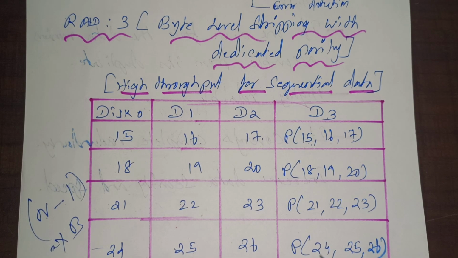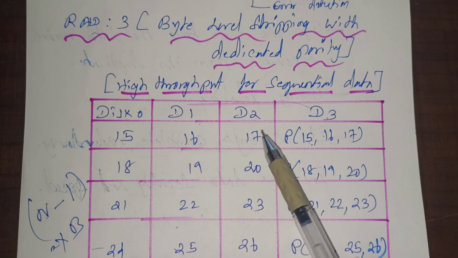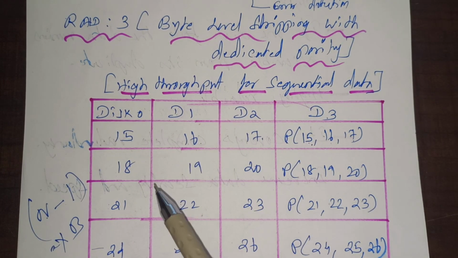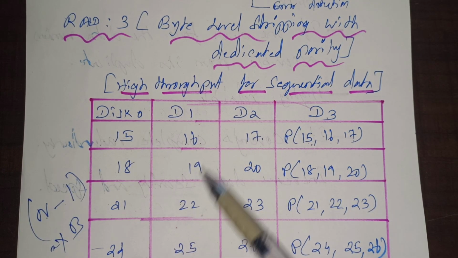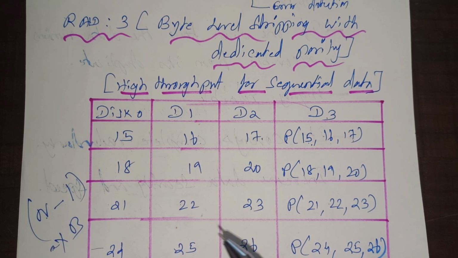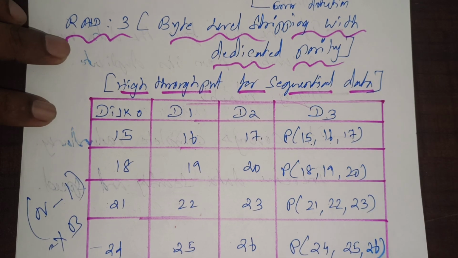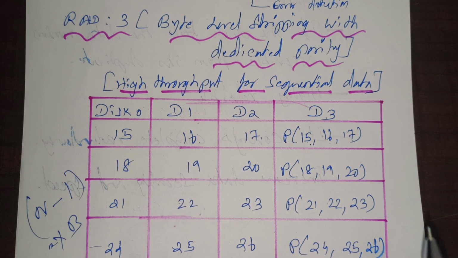So here n is the total number of drives, 1, 2, 3, and b is the number of blocks per drive. So we have 1, 2, 3, 4 across all the drives. The capacity of one drive is reserved for storing parity information. That is disk number 3. I hope you understand this process.